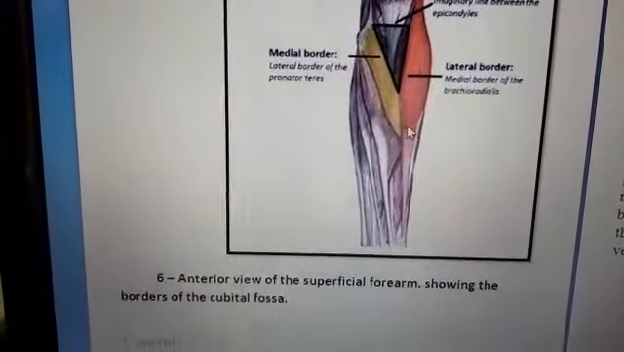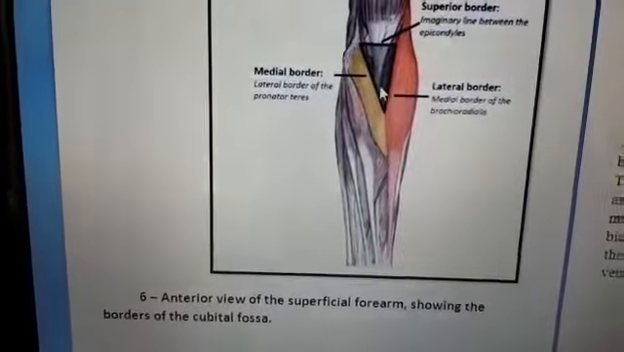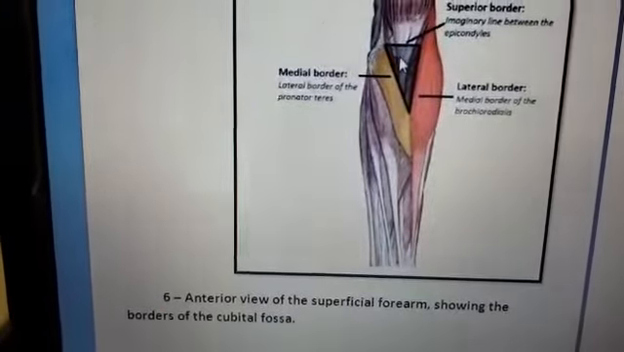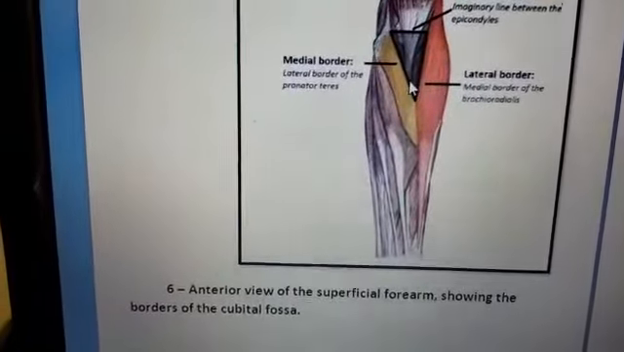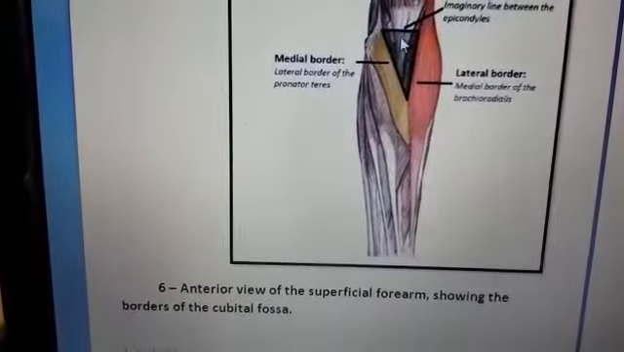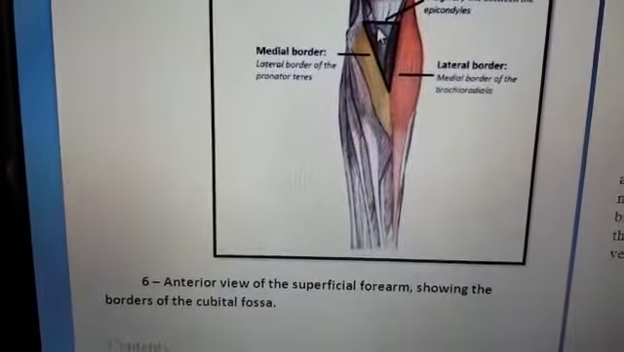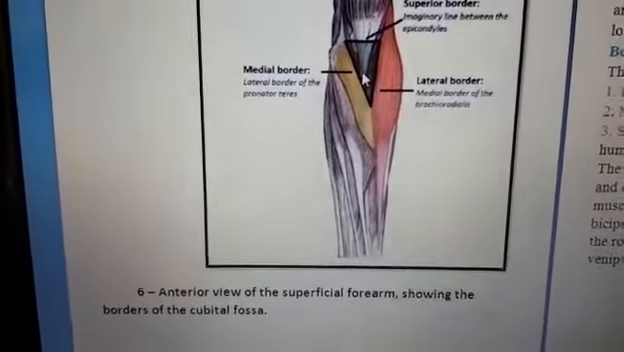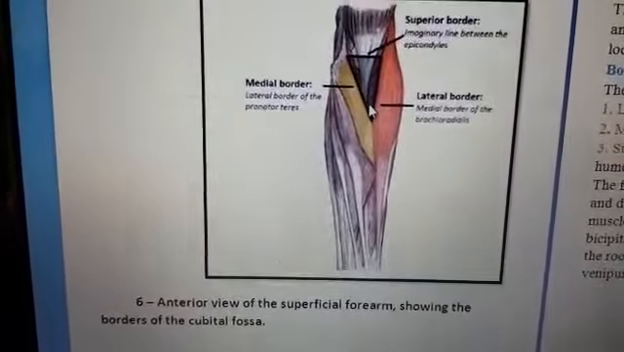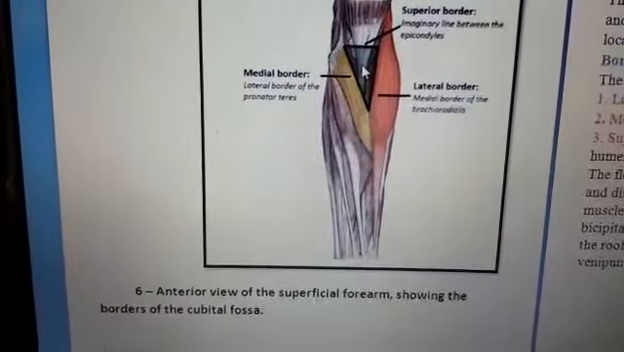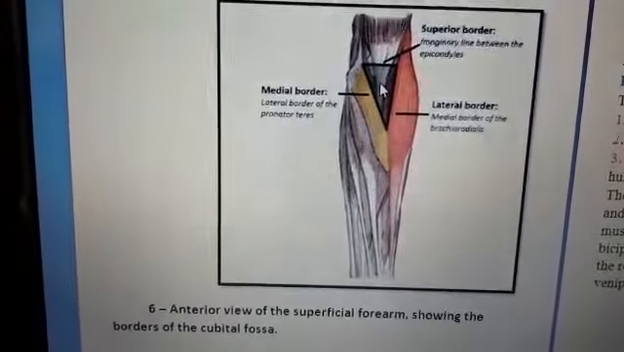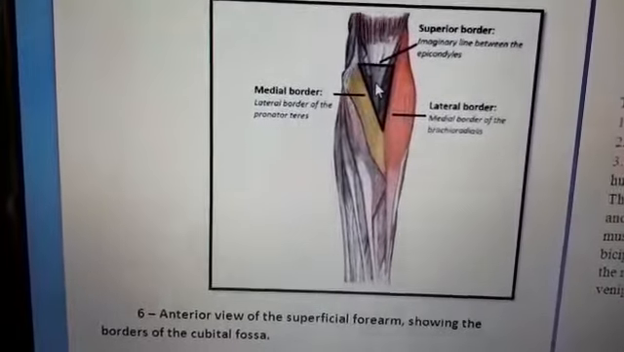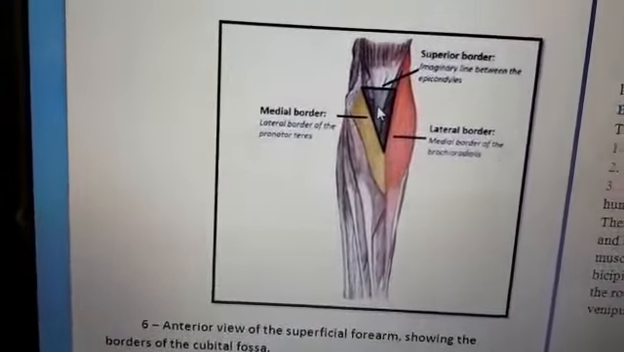The floor of the cubital fossa is formed proximally by the brachialis muscle and distally by the supinator muscle. The roof of the cubital fossa consists of skin and fascia, reinforced by the bicipital aponeurosis. So the roof consists of the skin and the fascia.